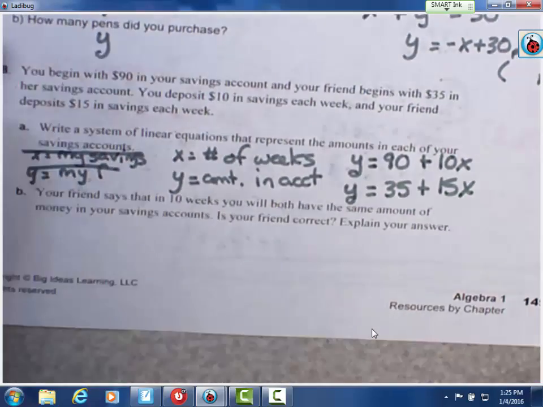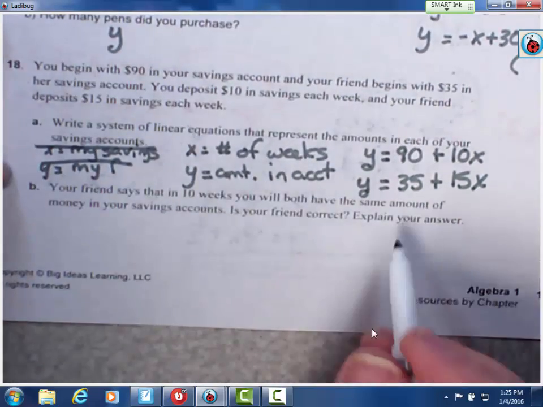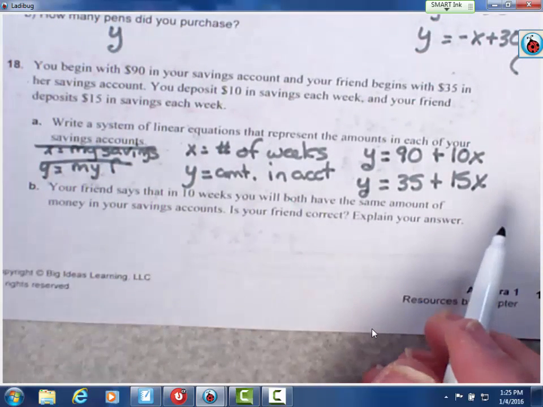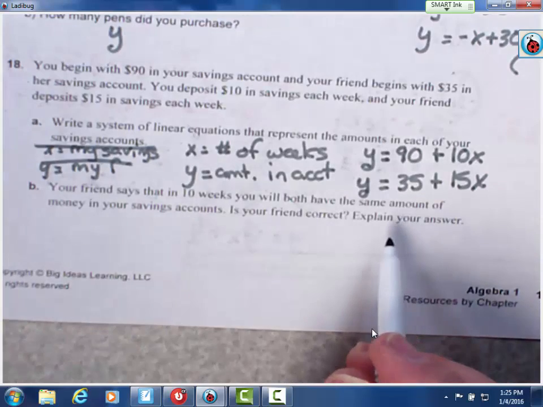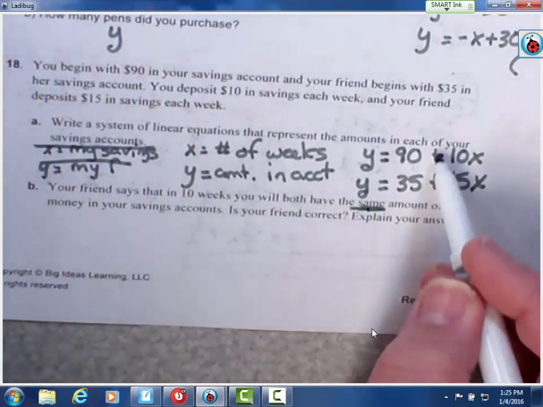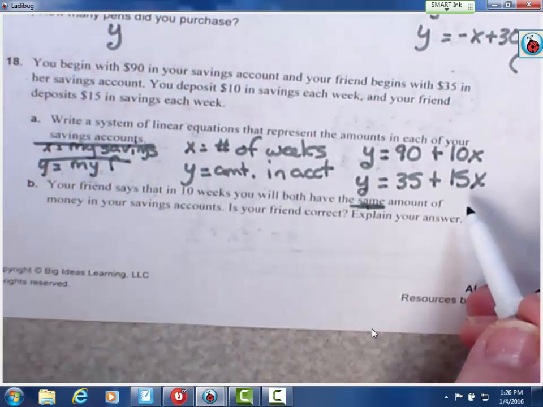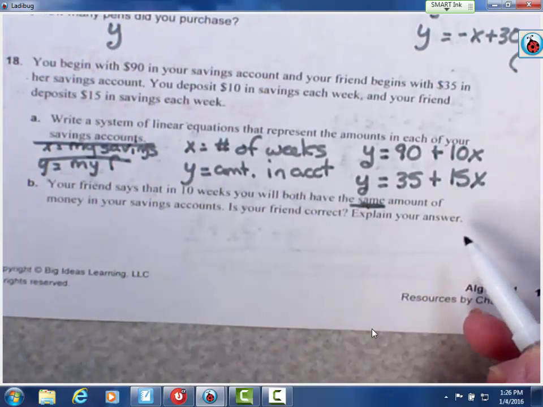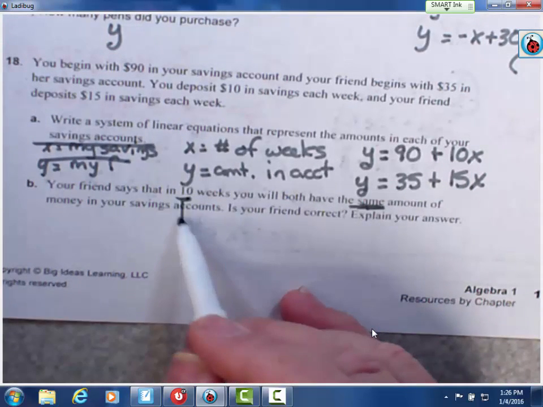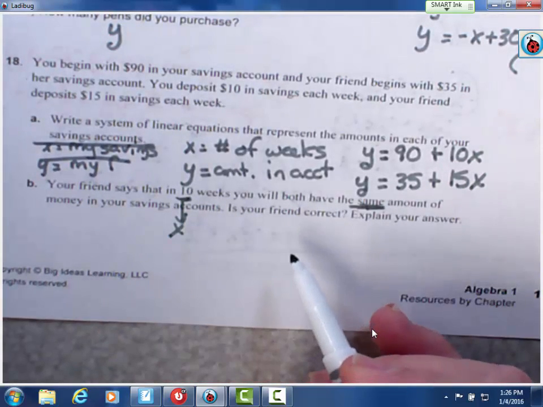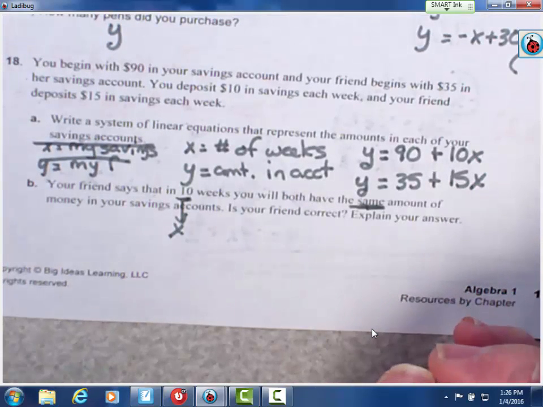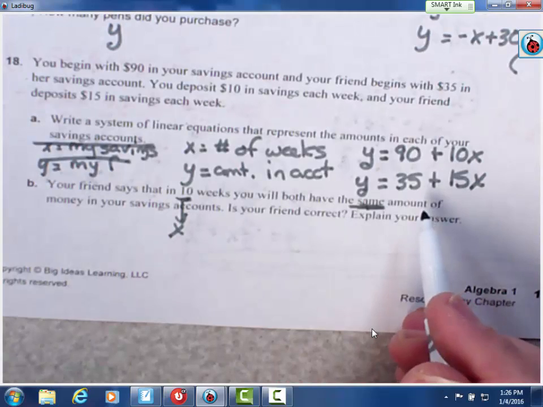Okay. Now my friend says that in 10 weeks we will both have the same amount of money in the accounts. Is my friend correct? Well, I think if we're going to have the same amount, that tells me that's where these two lines are going to be equal, so that's where they're going to intersect. So if I just graph those and see if the X value is 10, then the answer would be yes, and if the X value isn't 10, then the answer would be no. And I could explain my answer that way. But I'll leave that for you to do.